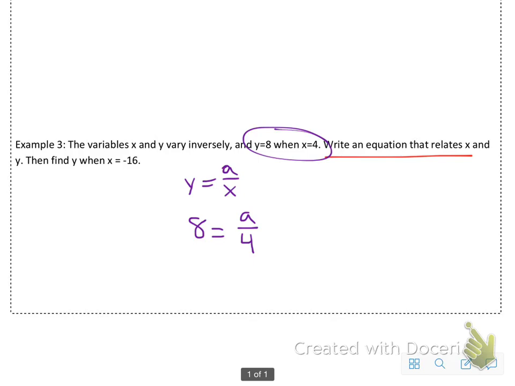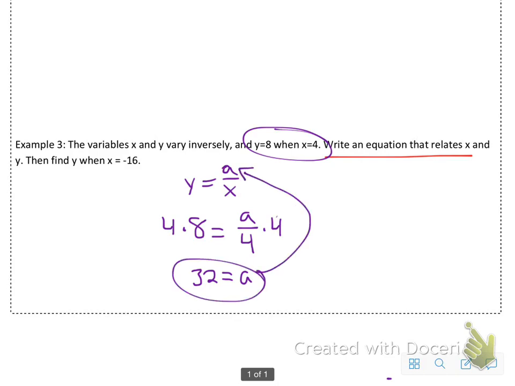Then we need to solve for a. We need to actually find out what a is. So we're going to multiply both sides by 4, so that a is 32. I'm glad we found a, but that is not our answer. We have to write an equation. So we take our a and plug it back in right there. That will be our equation: y equals 32 over x. That is one part of our answer.